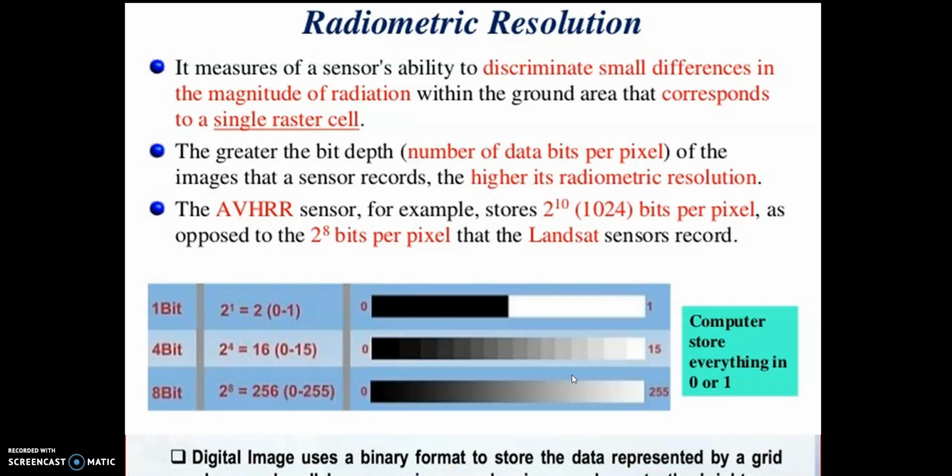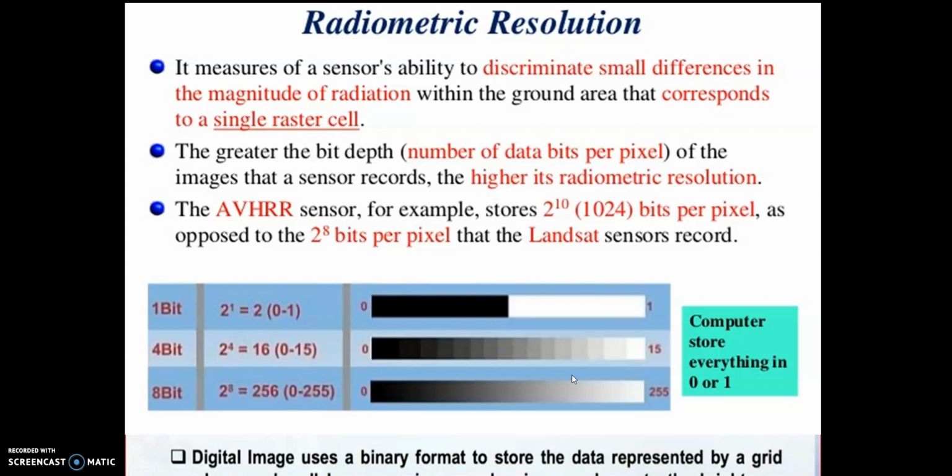So this intensity value is nothing but having bits in it. The bits are nothing but the binary data, which is 0 and 1. This binary data is recorded by the sensor. So this recorded information is what is meant by the radiometric resolution.